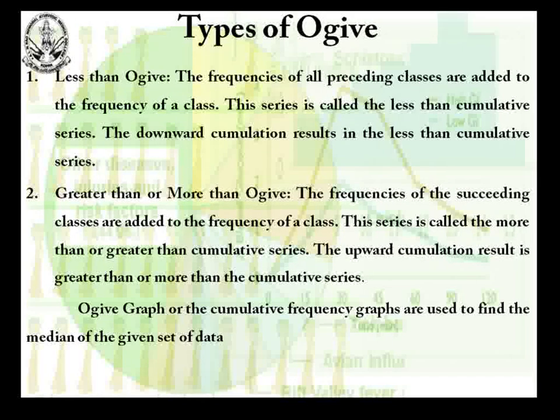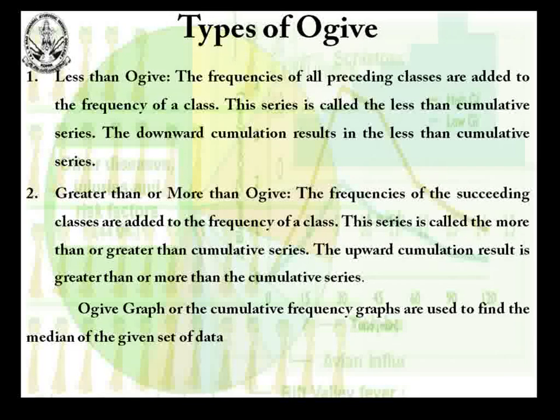There are two types of ogive. First one is the less than ogive. Second one is the greater than or more than ogive. In the less than ogive, the frequencies of all preceding classes are added to the frequency of a class. This series is called the less than cumulative series. It is constructed by adding the first class frequency to the second class frequency and then to the third class frequency and so on. The downward cumulation results in the less than cumulative series.